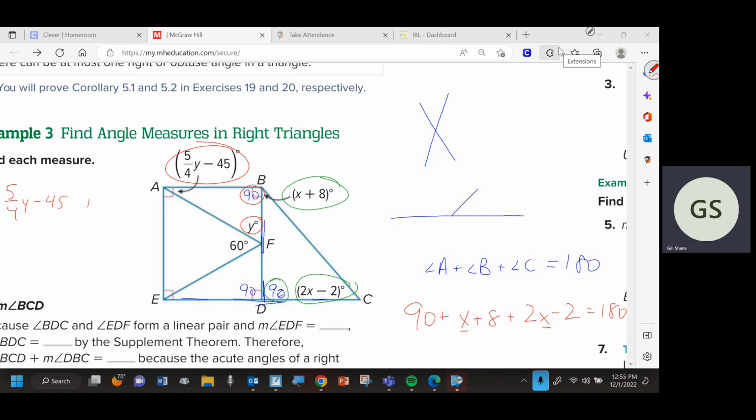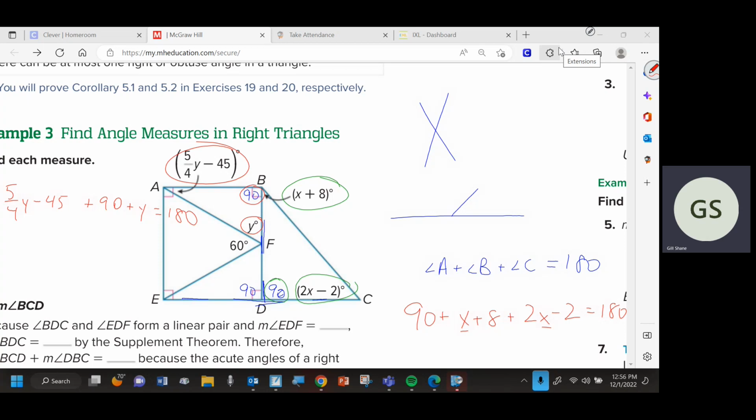I now add that to 90, add that to y, that equals. Again, there's only one variable in that. So one variable, one equation, I can solve for that variable. I've set up both equations that I need.